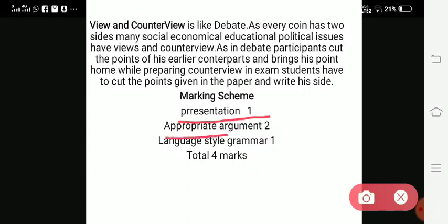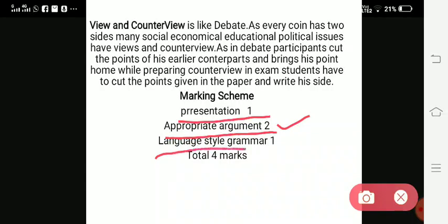Second is appropriate argument. This is the main part of our answer. It can also be called content. Here you are going to argue against the viewpoints. For the content you have 2 marks. Whatever points are given in the view section, you can use those points while writing the counter view. It's not compulsory that you use all the points, but you can take the help of those points while writing the counter view.